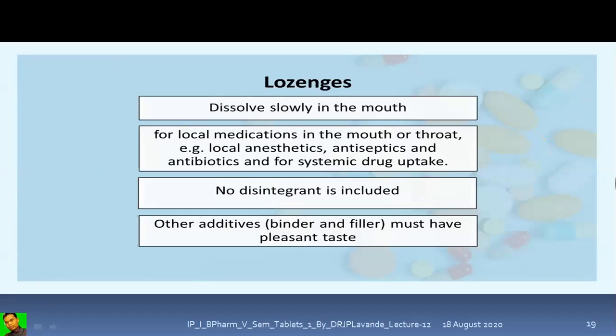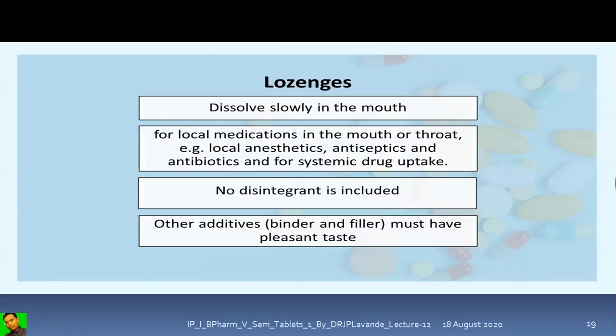The next kind of tablet is said to be the lozenges. The best example of the lozenges is the Strepsils, isn't it? So the Strepsil is an example of a lozenge, or say your Vicks, right? Vicks tablets, Vicks candies. So these are the lozenges. These are dissolved slowly in the mouth, and they produce local medication in the mouth, in the throat, in order to produce local anesthetic, antiseptic, and antibiotic effects.